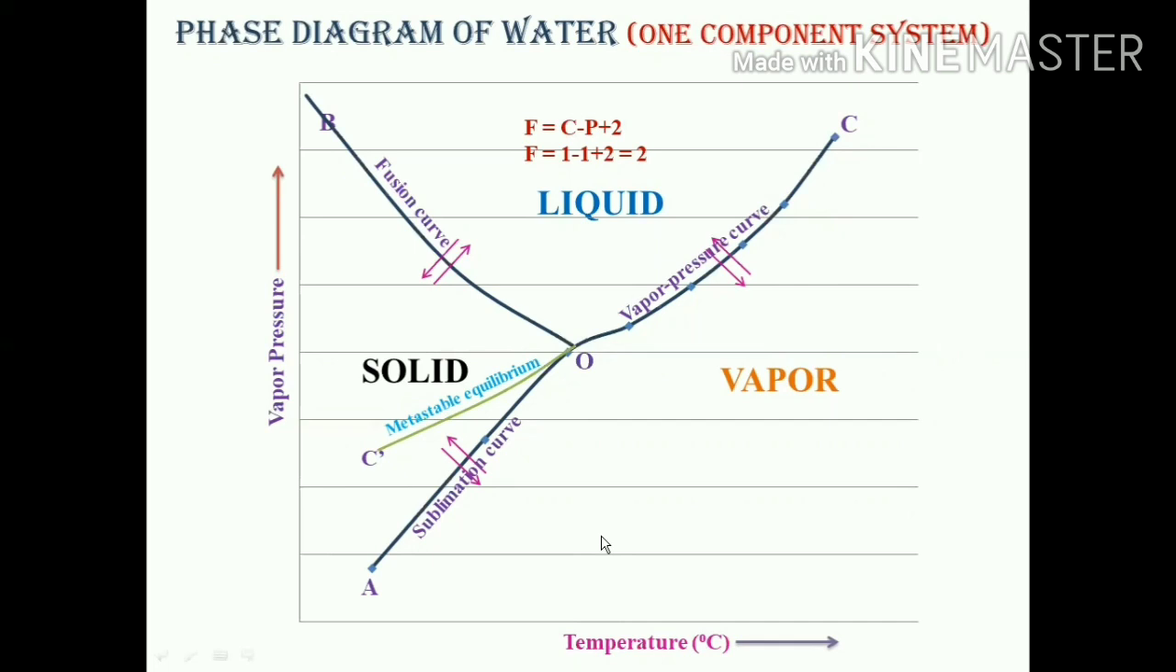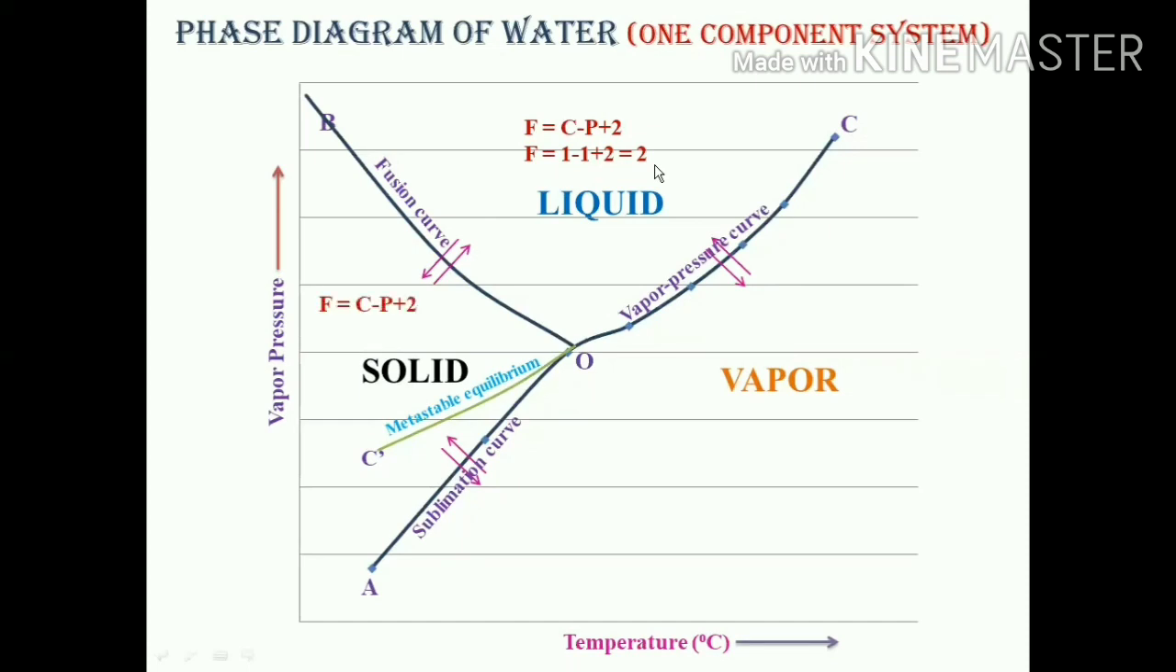So the value of F, that is the degrees of freedom, for this particular area lying above BOC comes out to be 2. And when the value of F, the degrees of freedom, comes out to be 2, it is called a bivariant system. Bi, bivariant system, it stands for 2 actually.